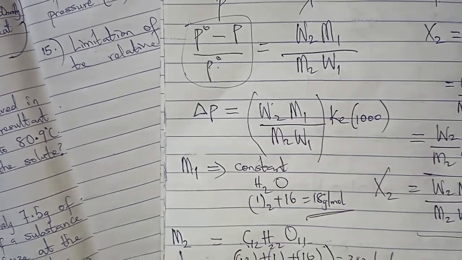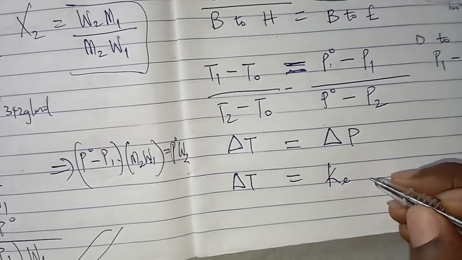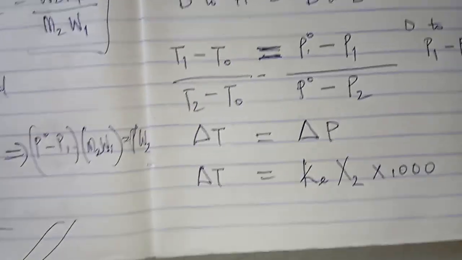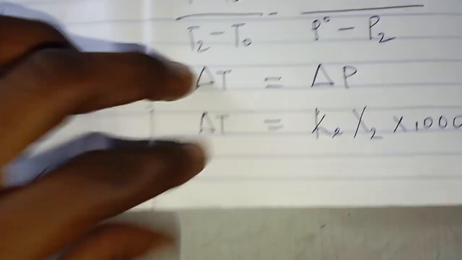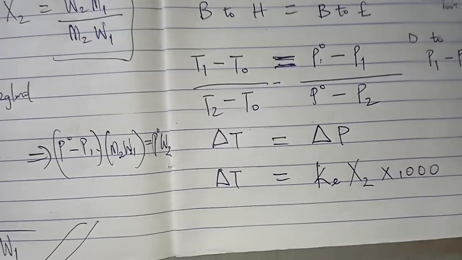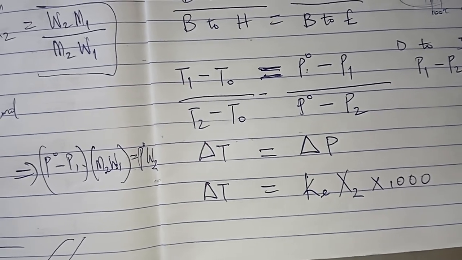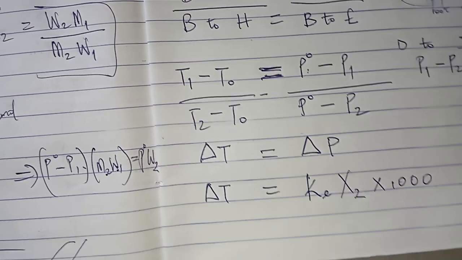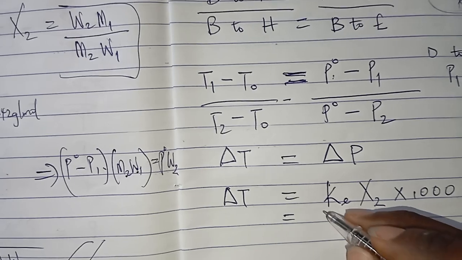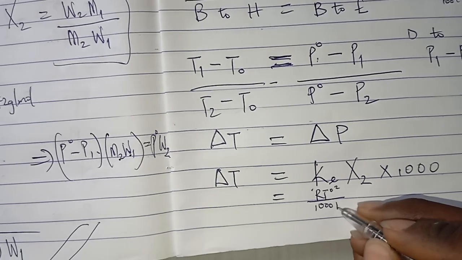So this is the complete formula, which means that this can also have the same thing since they are equal. So this is simply Ke times x2 times 1000. Very important. Once I know this, I can now analyze this. An ebullioscopic constant, I've told you, is defined as the elevation of boiling point when 1 mole of solute is added to 1000 grams of solvent. So this is the same thing as saying RT0 square all over 1000 times latent heat of vaporization.